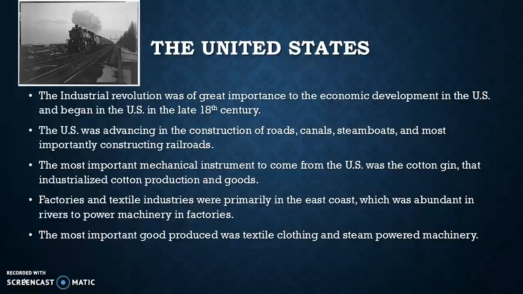Factories and textile industries were primarily on the East Coast, which was abundant in rivers to power machinery in the factories. The most important goods produced were textile clothing and steam-powered machinery.